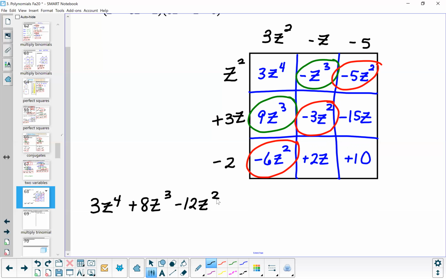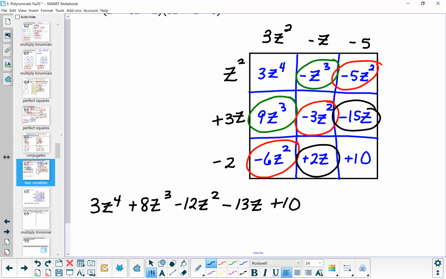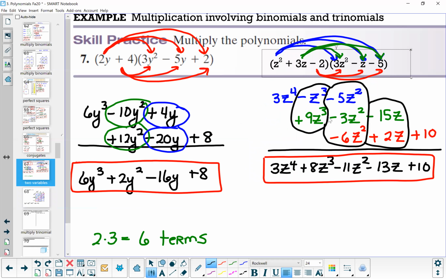I'll go back to it and fix it. And then we have the next one, the z terms. So we have -15 and +2, minus 13z, and then plus 10. All right, let's go to the previous one. Did I make a mistake there? I sure did. -5, -3, and -6 is -12.